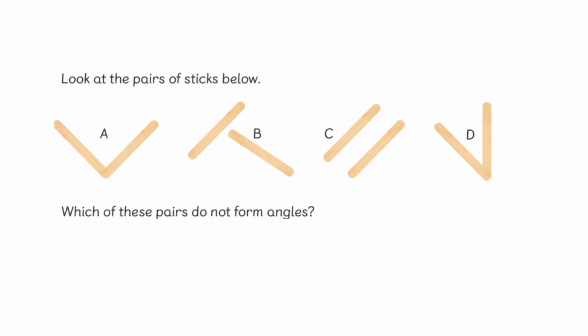How did you get on? Did you make some different angles? Well done. Before we start our workbook, we're going to have a look at one more thing. On the screen, I have got some pairs of sticks, and they are arranged in different ways. Have a look at the sticks. Can you see which of these pairs do not form an angle? Pause the video and have a think. Can you explain your answer?